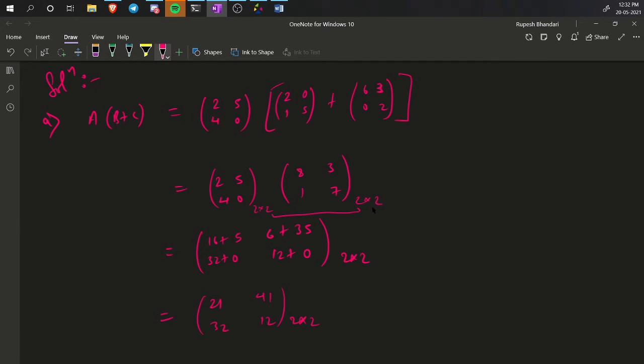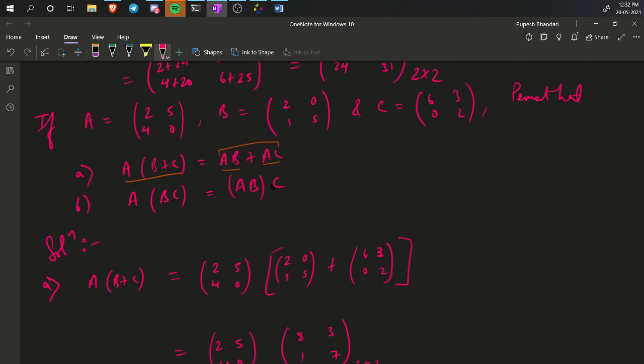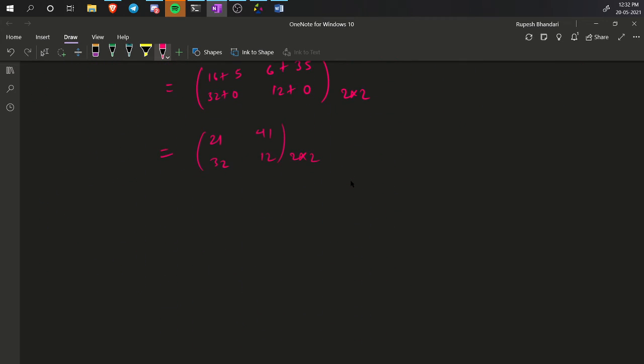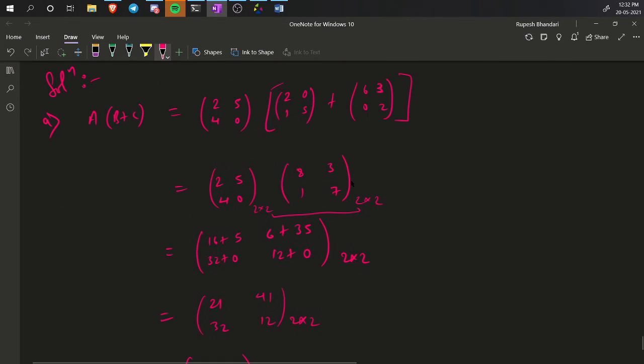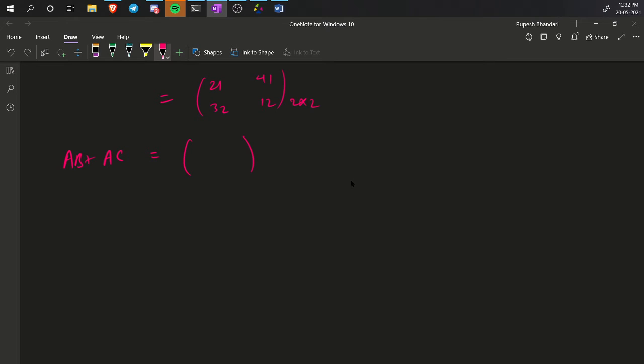Right, so once that is also out of the way, what should we solve? AB plus AC, right? AB plus AC. So what is A? A is basically 2 4 5 0, plus 2 4 5 0.